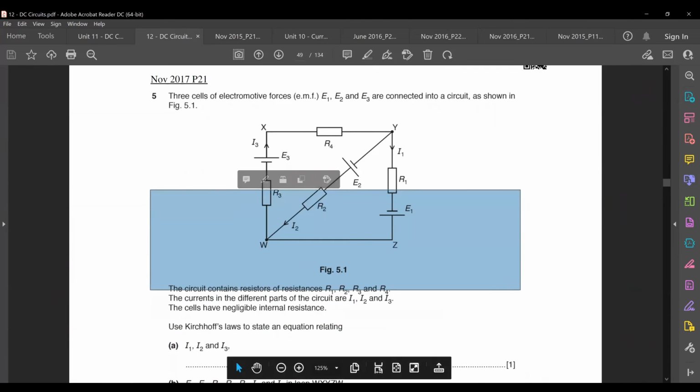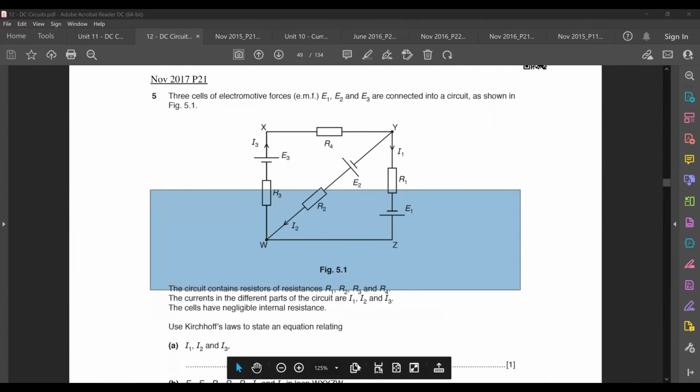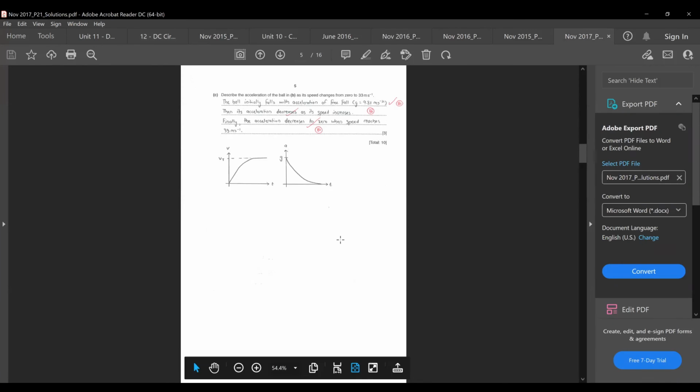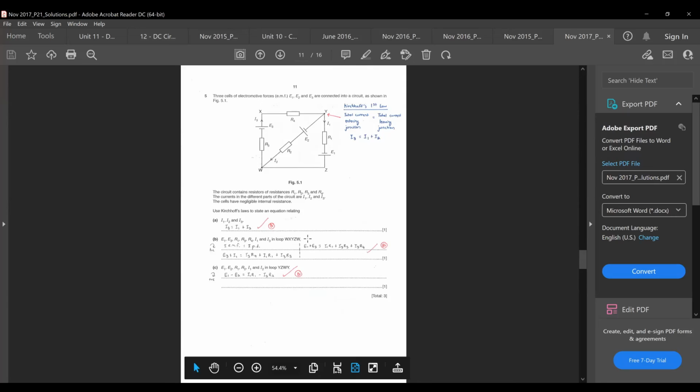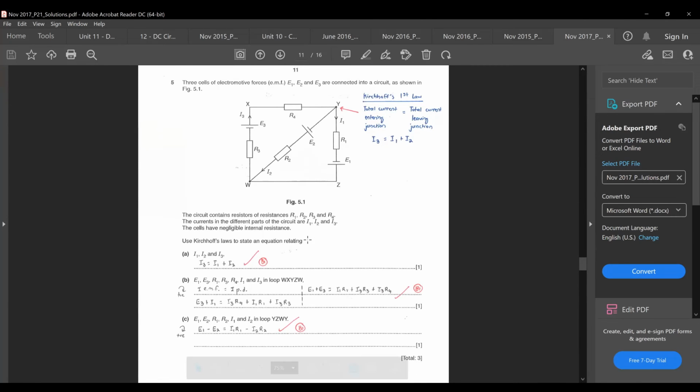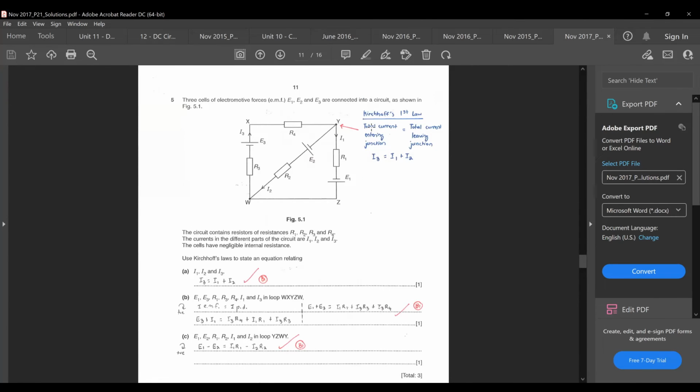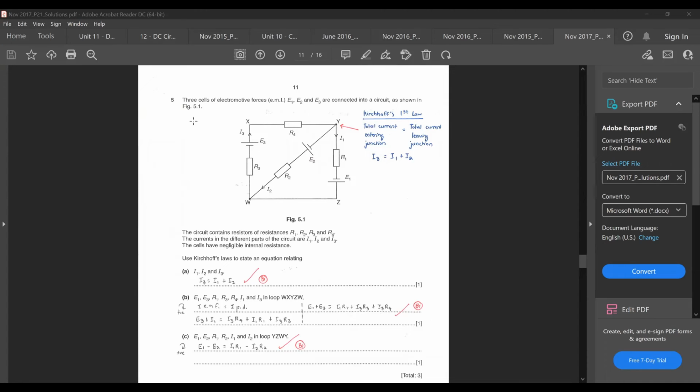November 17 P21. One of the things also that you will need to be careful of in your questions in DC circuits is when it comes to summing PDs and EMF. You will notice quite a number of questions on that. All right, so now you have 3 cells of EMF. This one is page 49.